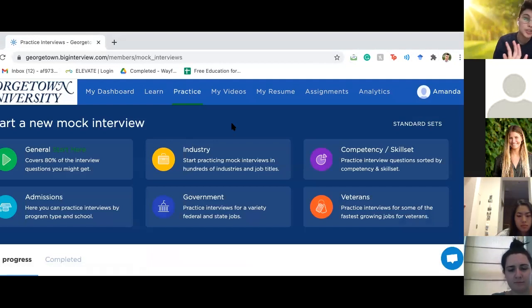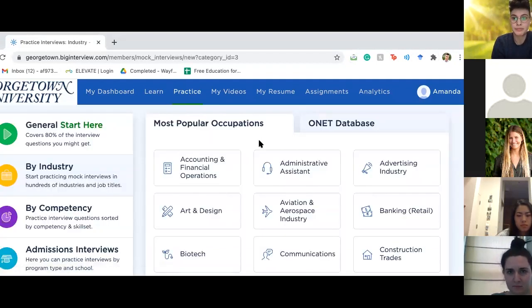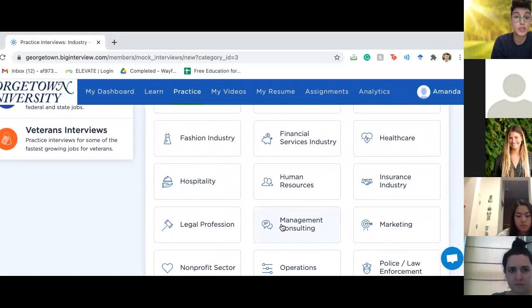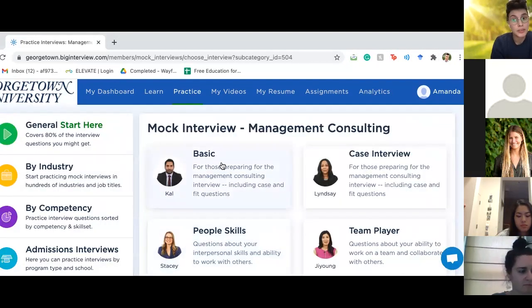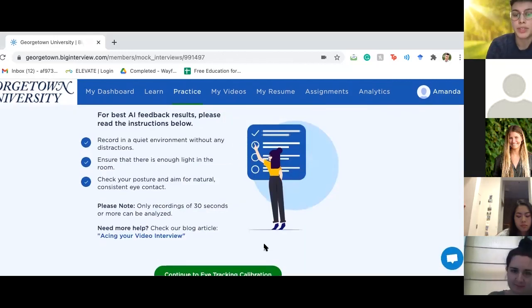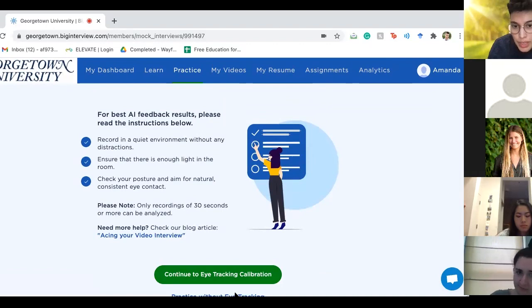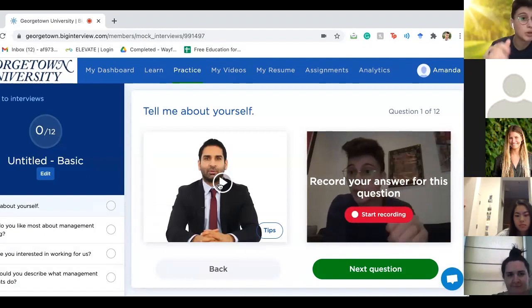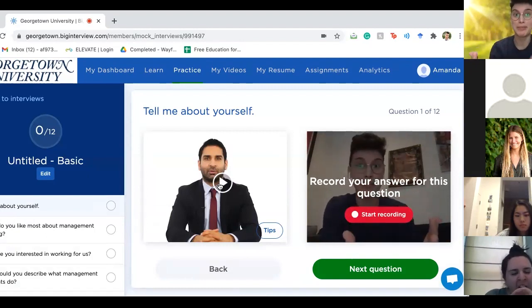we could do a general interview, we can do an industry related interview, or practice for a government. Let's say I'm interested in a particular industry, management consulting. So we've got a basic interview, a case style interview if you want to practice that, practice answering people skill questions, being a team player. Let's go for the basic for right now. Okay, so you can actually see me here, and then when I'm ready, this is the interviewer. I go ahead and hit play. I give my answer. It records. I stop. I can watch myself and say, okay, what did I like about that? So this is a great resource for practicing.